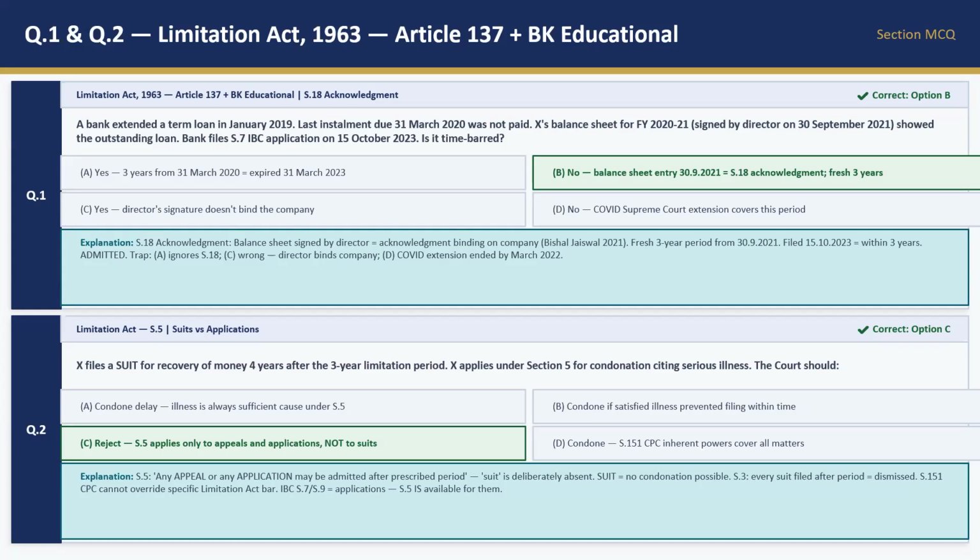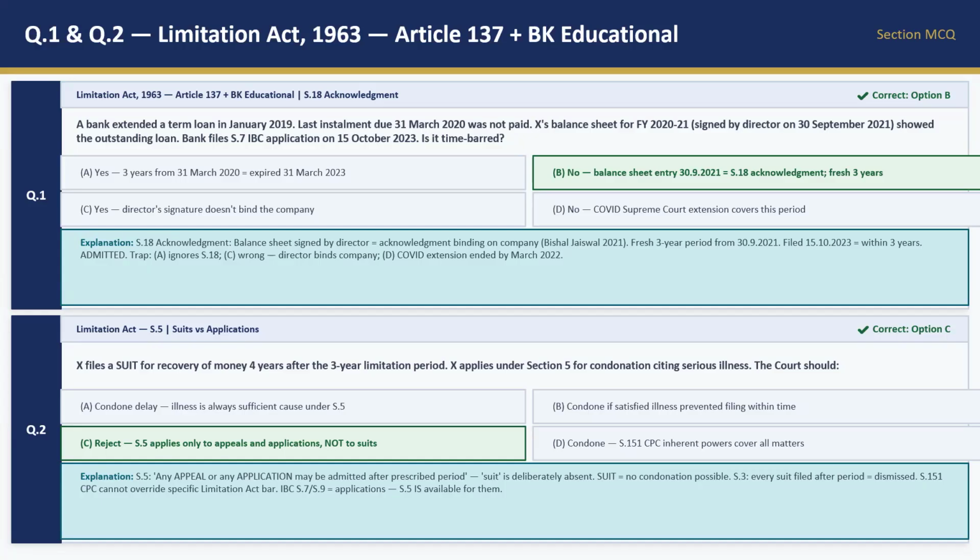The answer will be no, because you have to reckon the 3-year period from 30th September 2021, which is the date of signing of the balance sheet by directors, right? Because as per section 18, the balance sheet which is signed by the director amounts to acknowledgement of debt, and acknowledgement is binding on the company. And a fresh 3-year period starts from 30th of September 2021.